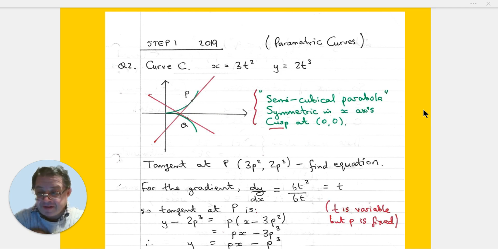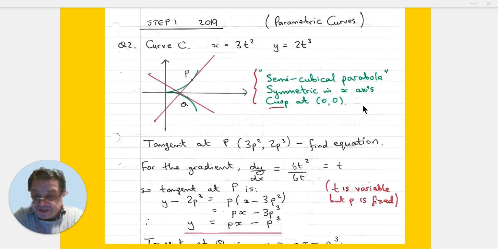I do recommend trying to sketch the curve first of all, and the key features of this are it is symmetric in the x-axis, which is shown by the equations there. It has a cusp at 0, 0, that is, it comes in with gradient 0 both above and below the axis. It's called a semi-cubical parabola because if you were to eliminate t, you would get a multiple of y equals x to the 3 over 2. So I've drawn a tangent at p, and we're trying to find its equation.